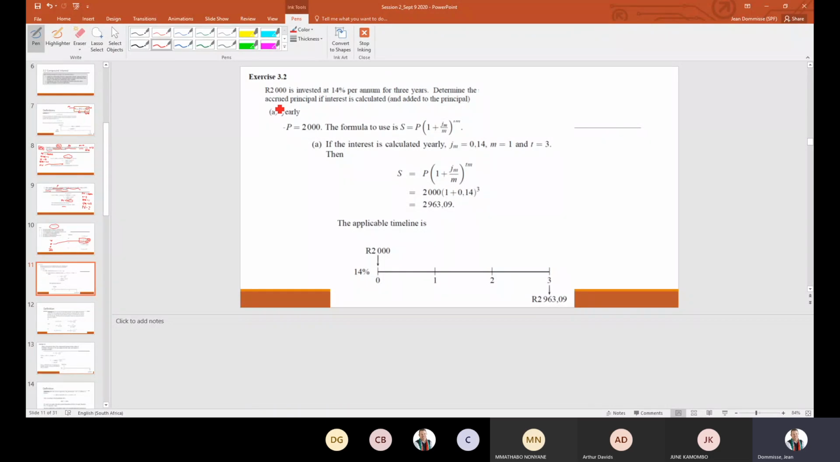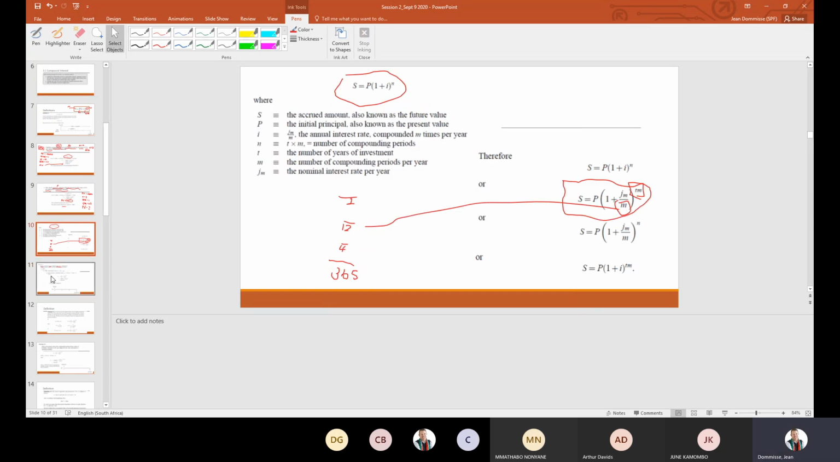2,000 Rand is invested at 14% per annum for 3 years. So we have a 14%, we have a per annum, we've got the 2,000. Determine the accrued principal of interest if calculated. So at this point, nothing has changed. It is still per annum. It is over a 3 year period. So we are using this formula.